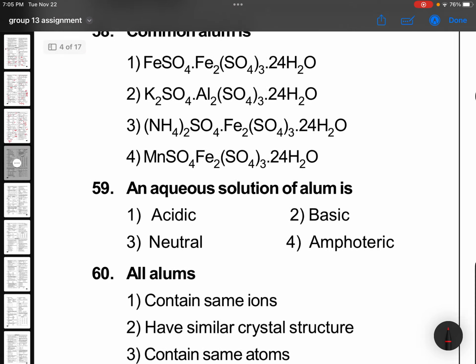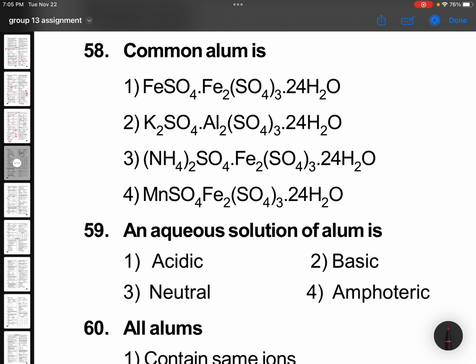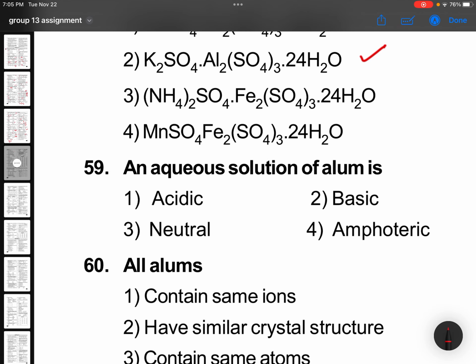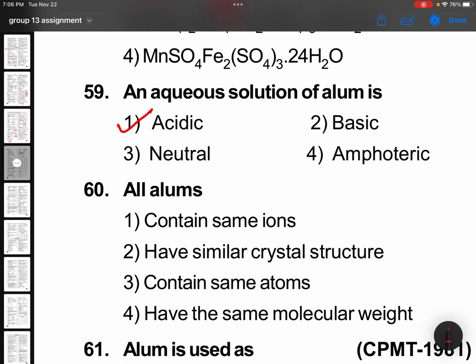Coming to common alum, potash alum, K2SO4·Al2(SO4)3·24H2O, with 24 water molecules. The aqueous solution of alum is a salt of strong acid and weak base. A weak base with a strong acid means definitely it undergoes cationic hydrolysis. Cationic hydrolysis is acidic in nature.